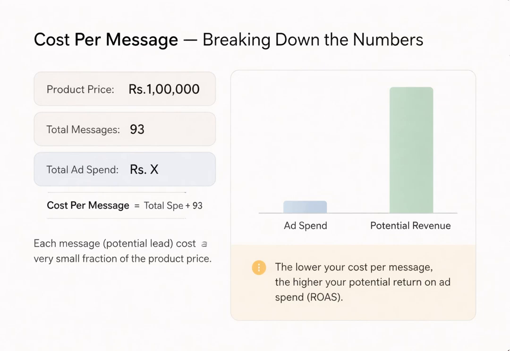If you divide the total amount spent on the ad by 93, you get your cost per message. In this example, the cost per message was extremely low. That means each potential lead cost only a tiny fraction of what the product is actually worth. This is the fundamental logic behind paid advertising for high-ticket products. You spend a small amount to attract people who are interested, and even if only a fraction of them convert, the revenue far outweighs the ad spend.